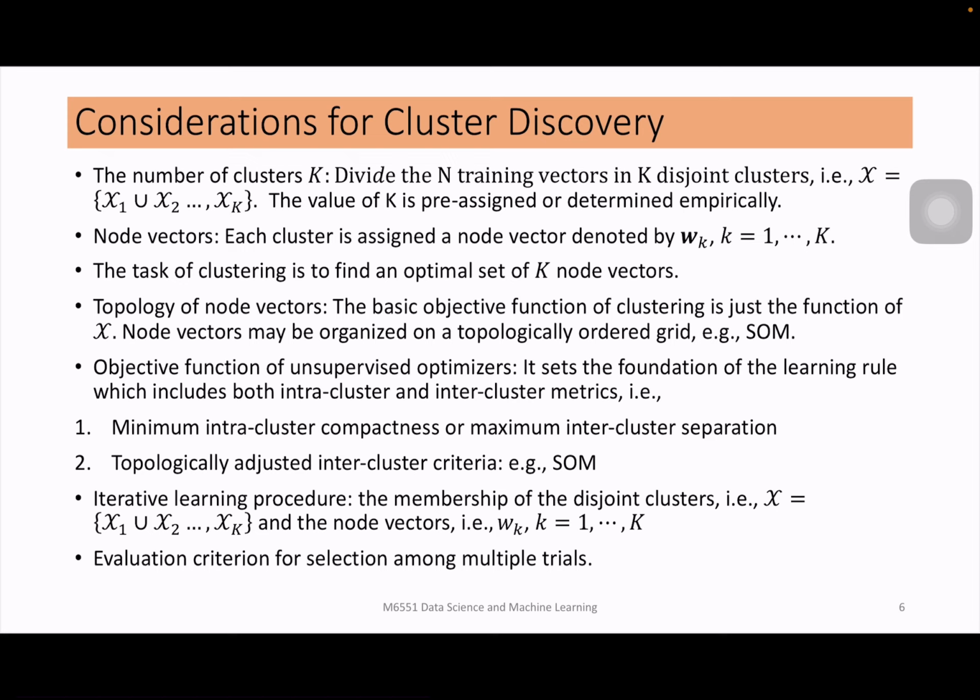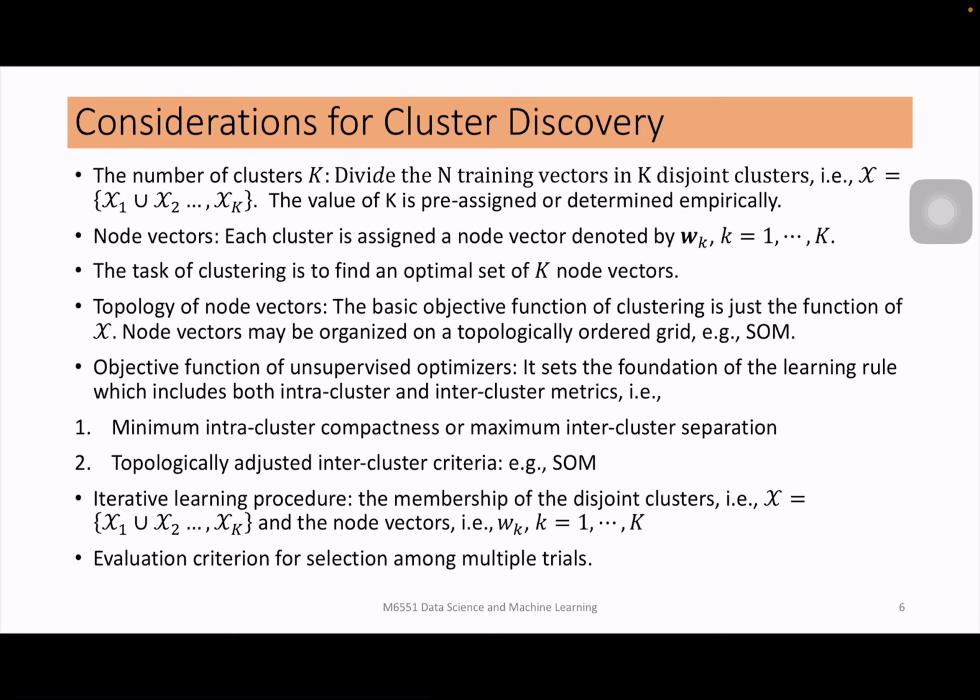So, considerations for clustering discovery: the number of clusters k, dividing the n training vectors into k disjoint clusters, X equals X1 union X2 to Xk. The value of k is pre-assigned or determined empirically. Each cluster is assigned a node vector denoted by wk, k equals 1 to k. The task of clustering is to find an optimal set of k node vectors. Topography of node vectors: the basic objective function of clustering is just a function of X. Node vectors may be organized on a topographical ordered grid.